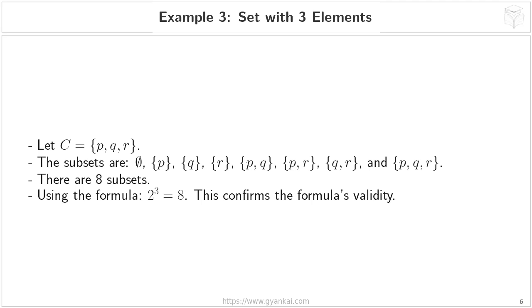Now let's check if our formula holds true. We said the number of subsets is equal to 2 raised to the power of n, where n is the number of elements in the set. In this case, n is 3, because our set C has 3 elements. So, 2 to the power of 3 is 2 multiplied by itself 3 times. 2 times 2 times 2, which equals 8. As you can see, the formula 2 to the power of 3 equals 8, which perfectly matches the number of subsets we manually counted.